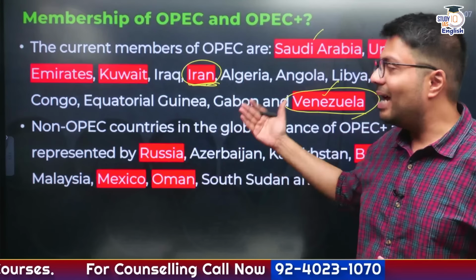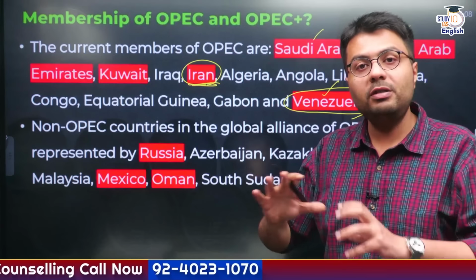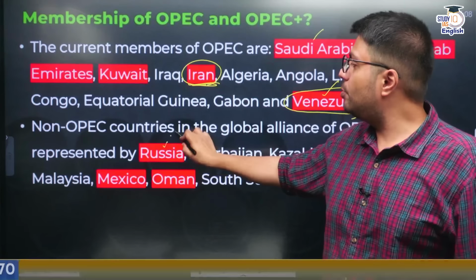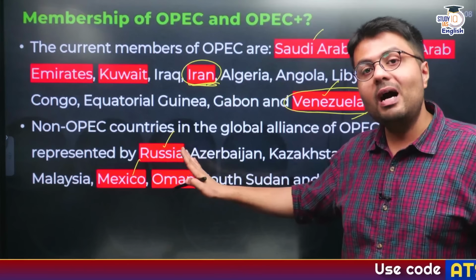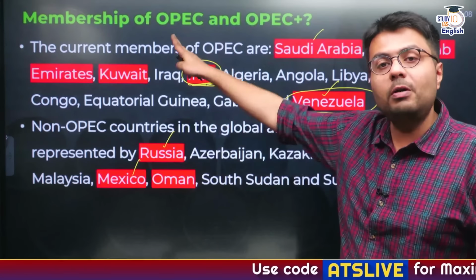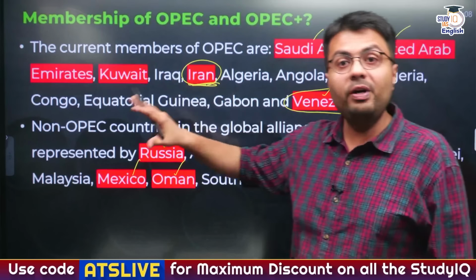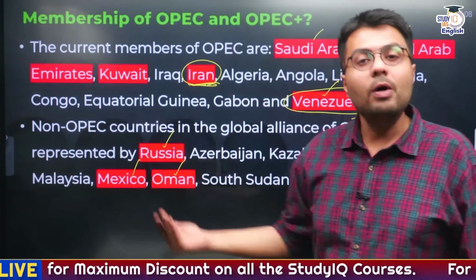Now there are 10 countries who are non-OPEC members. They formed a coalition called OPEC Plus, including OPEC. So now it includes Russia and Mexico. Similarly, there are some other Middle Eastern countries who were not a part of OPEC, like Oman and Bahrain. They have now also become a part of the greater coalition called OPEC Plus.